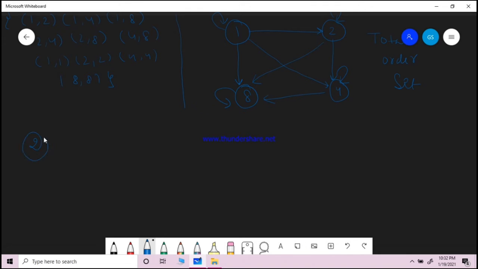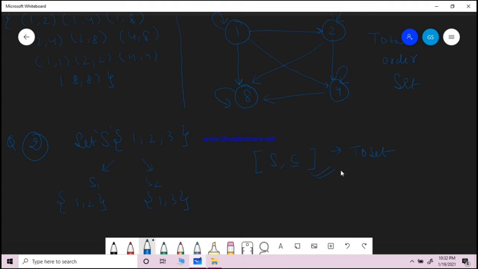So let's consider one more question. Here we have a set S with values 1, 2 and 3. Suppose these are two subsets, S1 and S2. So S1 is 1 2 and S2 is 1 3. Now I'm saying that the relation is subset. Is it a total order set?